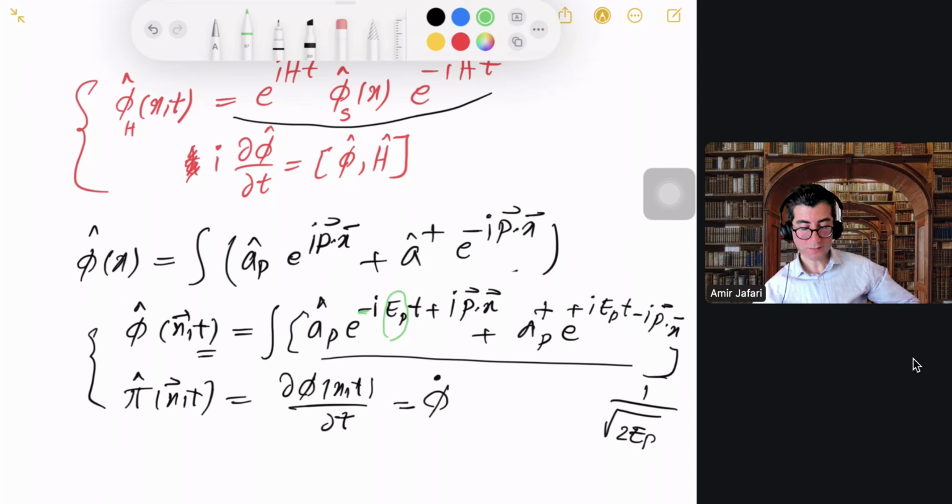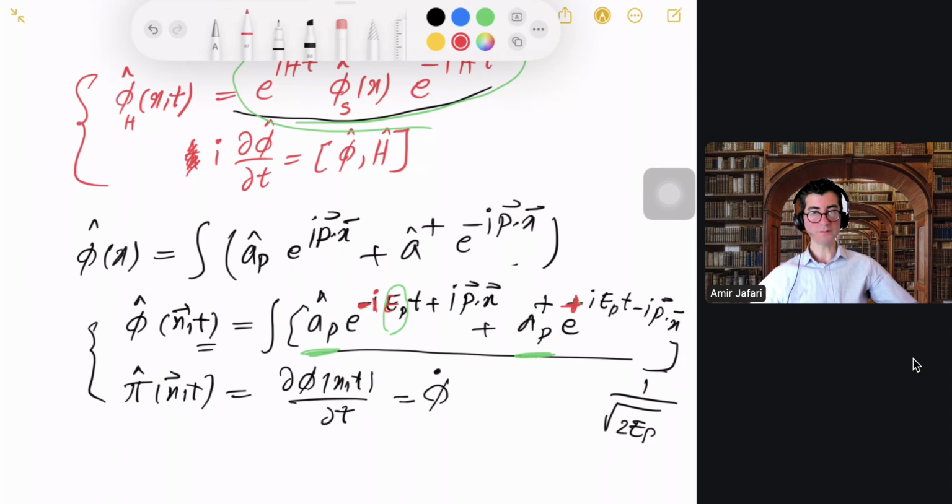This minus sign, technically, mathematically, comes from this definition. When you try to make your time-independent operator time-dependent using the Heisenberg picture, you get this minus sign here. Let me try to show it clearly here. This is negative and this is positive.